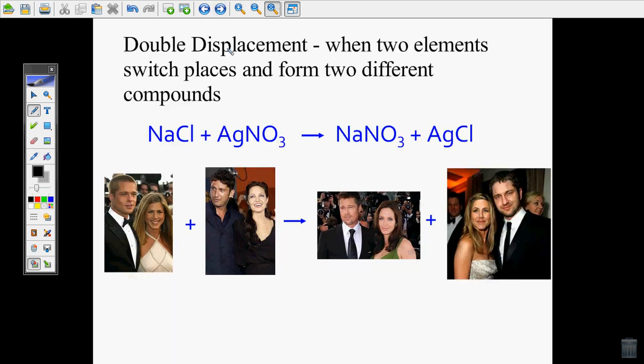Double displacement, when 2 elements switch places to form 2 different compounds. So here, the sodium and the silver are swapping places. They swapped. So that's double displacement. So like it was, what's his face? Brad Pitt and Jennifer Aniston, and then this dude and Jolie. They like swap places.